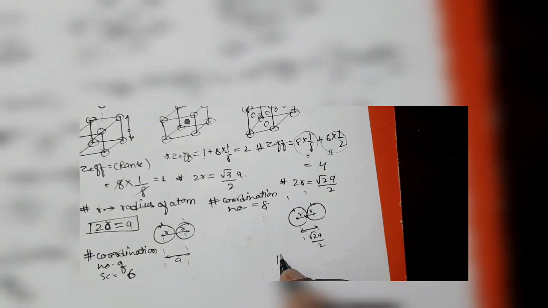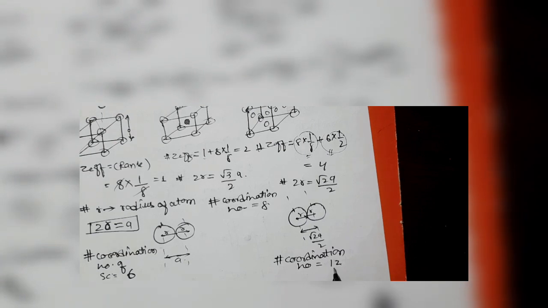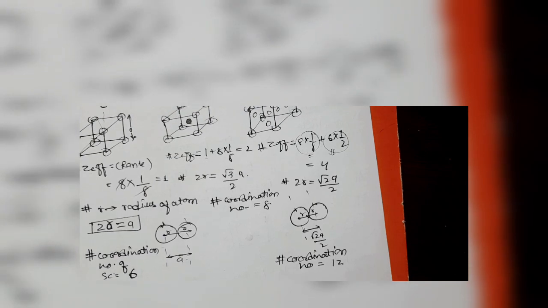Okay, the last point is coordination number. Its coordination number is 12: 4 because of the corners, 4 because of the face centers, and 4 because of the face centers of the another floor. Okay, here we complete the unit cells. Let's move towards the crystal lattice system of the cubic.